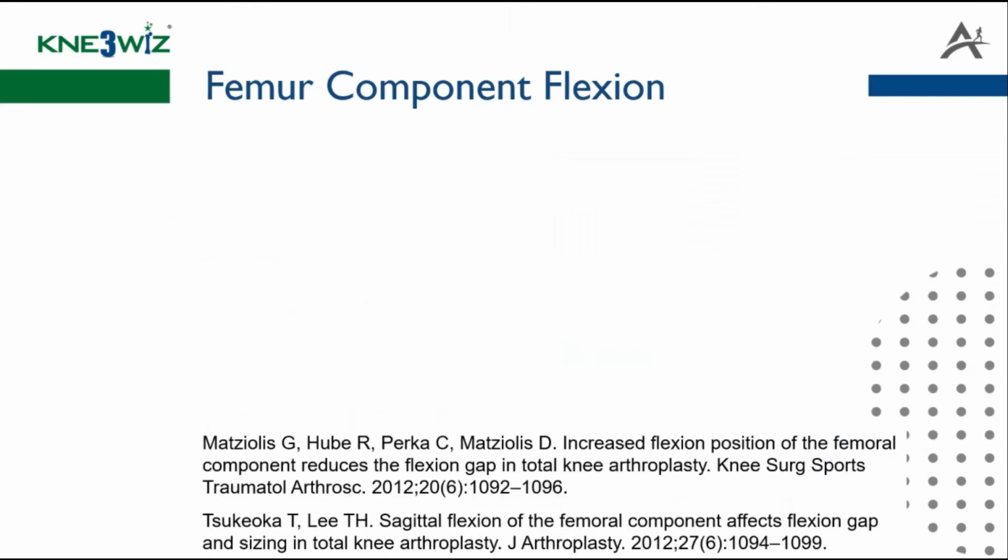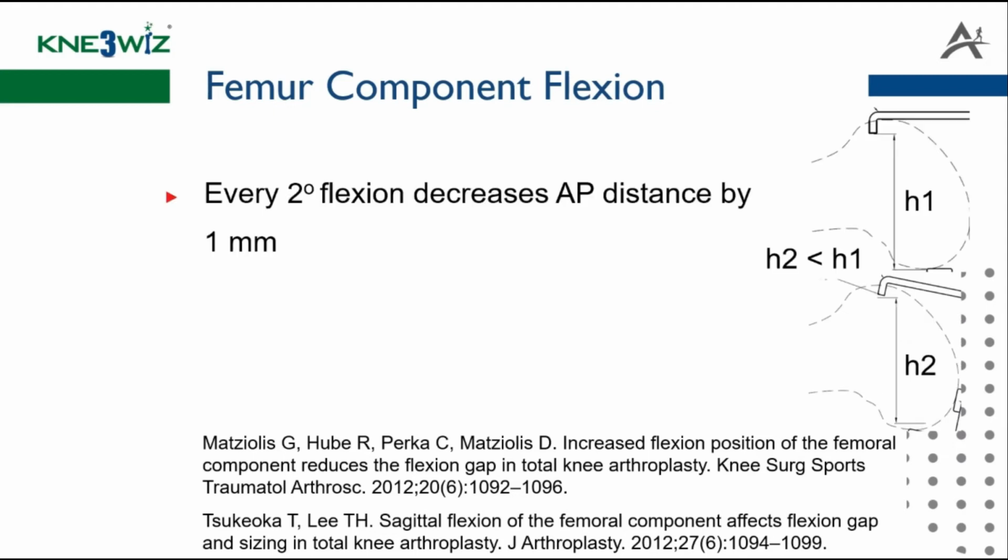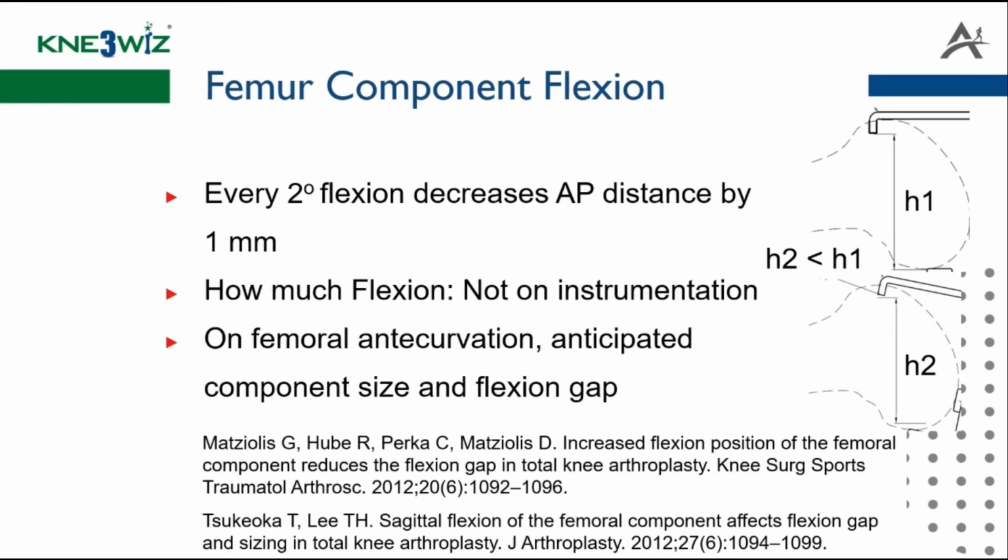A lot of work has been done on the impact of femoral component flexion on the flexion gap. Every 2 degrees of flexion decreases AP distance by 1 millimeter, thereby reducing the flexion gap. The moot question is, how much flexion is desirable? The answer is most likely not dependent on the instrumentation, but on the femoral bow, anticipated component size based on both AP and ML dimensions of the bone, and the flexion gap.